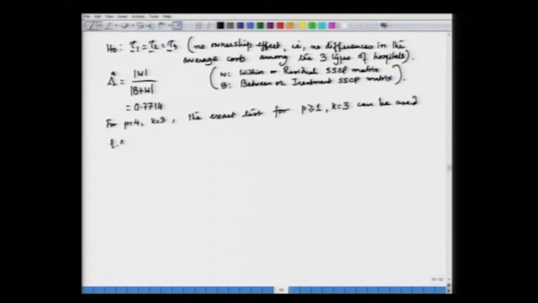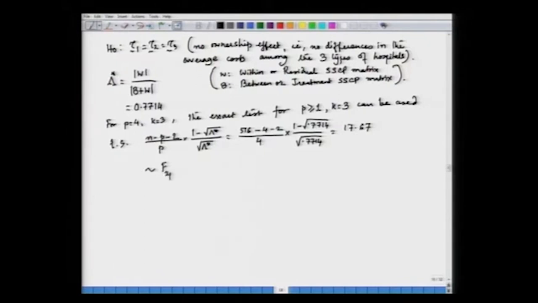The test statistic here is n minus p minus 2 by p, times 1 minus root lambda star by root lambda star. I have n as the total number of observations, that is 516, minus the dimension minus 2, divided by the dimension, and then I have calculated the Wilks lambda, the root of 0.7714. This gives me the value 17.67. That is the observed value of the test statistic from the data, and it follows an F distribution with degrees of freedom 2p and 2(n minus p minus 2) under H naught.